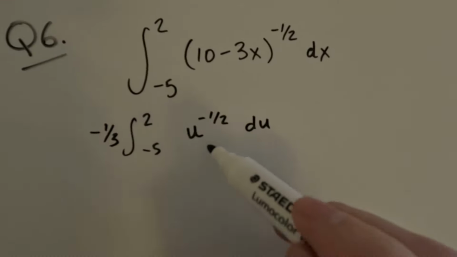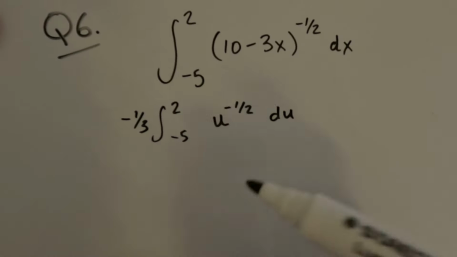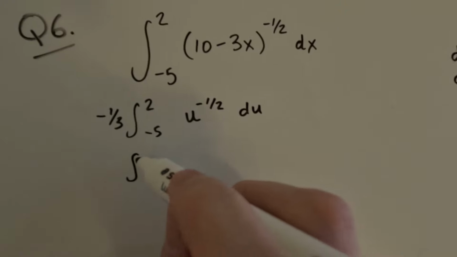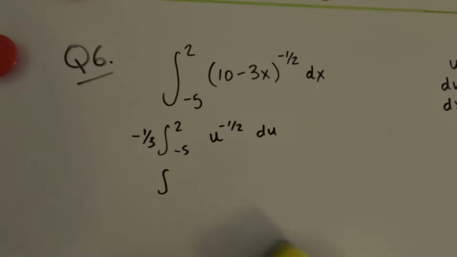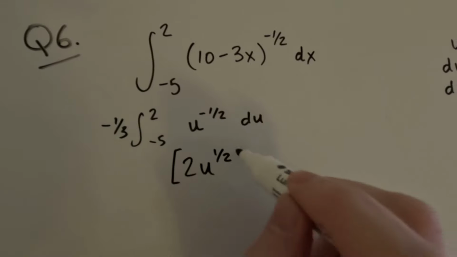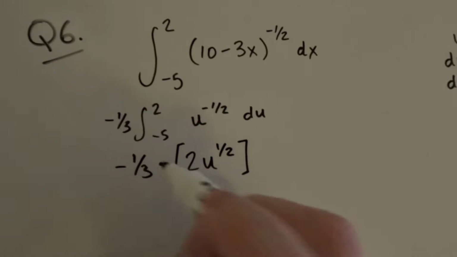Integration is the reverse of differentiation. You add 1 to your power, you divide by your new power. So that's u to the half divided by a half. So that's 2u to the half. And don't forget your minus 1/3.